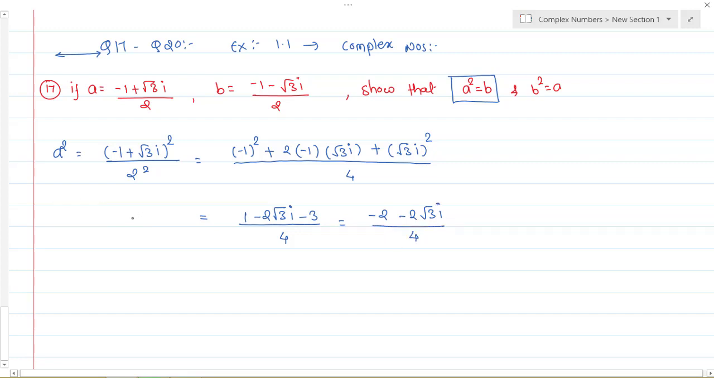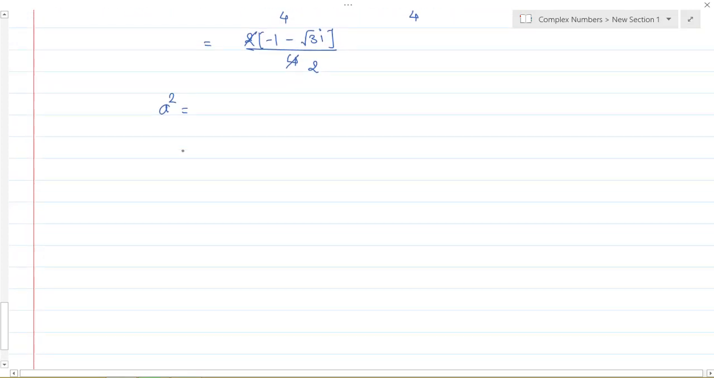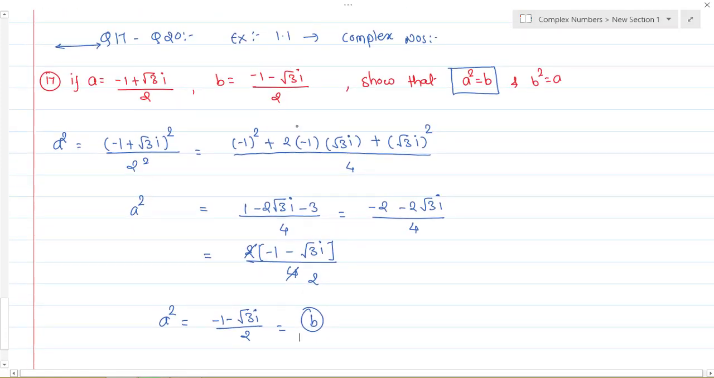So this is equal to what? The a square. Now if I take the positive 2 common, what will I get? If I take 2 common, I will have (minus 1 minus root 3i) upon 4. Now this 2 cancels with this 4 by 2, so a square equals what is remaining, minus 1 minus root 3i by 2, and if you see, this is nothing but our b. So this is nothing but the given b. So hence proved, the first part is proved, that is a square is equal to b.